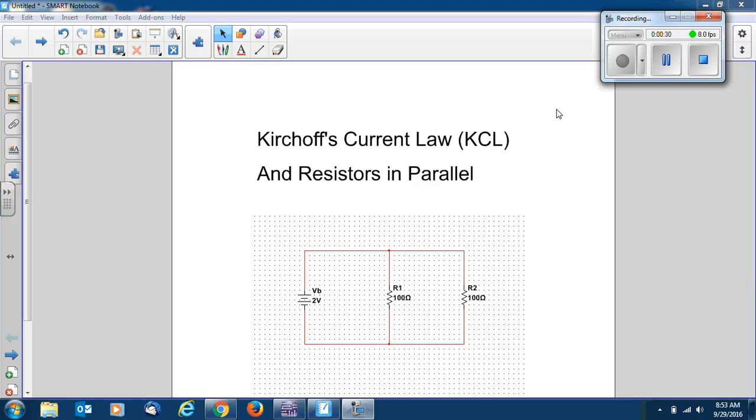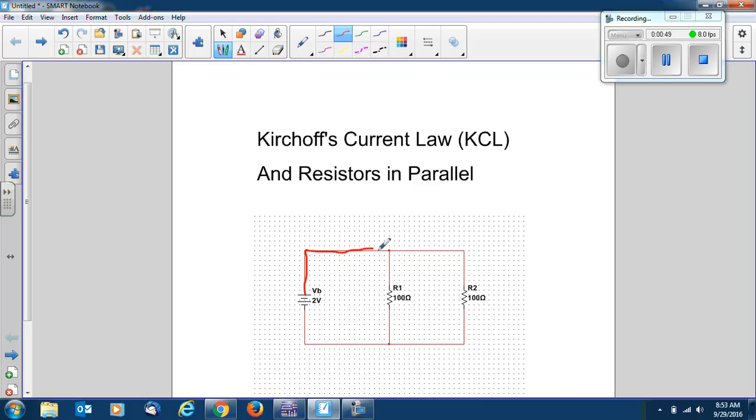KCL has to do with current, like the name clearly states. So let's take a look at the currents in this particular circuit that I have over here. First my current comes out of the battery, and then it keeps on going up until it hits this point. Let's call this one I total. Now once it hits this point, and we call this junction, it starts splitting up.